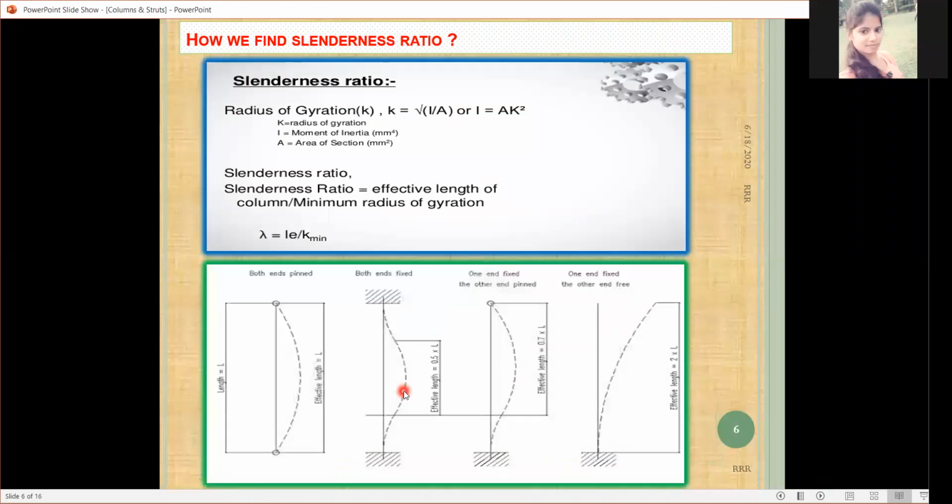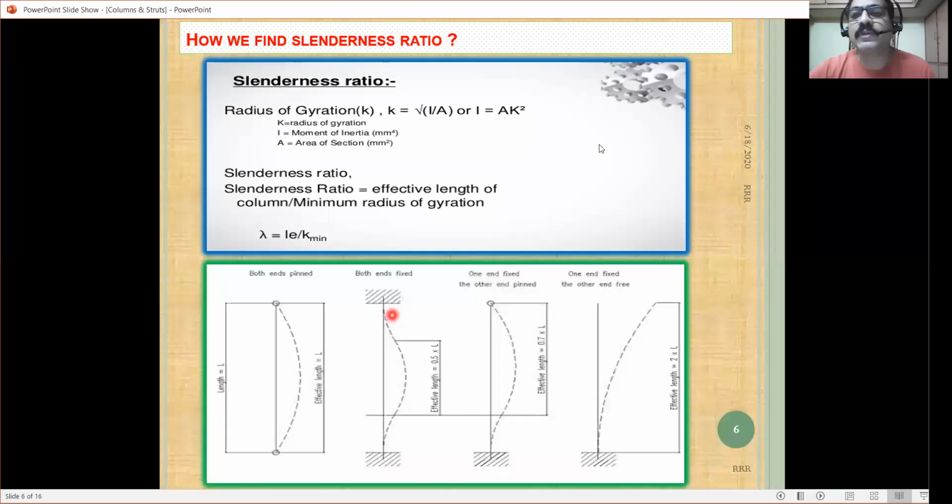As we already defined, the slenderness ratio is nothing but the effective length of the column divided by the minimum radius of gyration. Normally everybody knows this, but here only the formula is given. We should know the meaning of the radius of gyration, right? Obviously, we should understand it. Everybody can see the different formula, directly known as the square root of I by A.